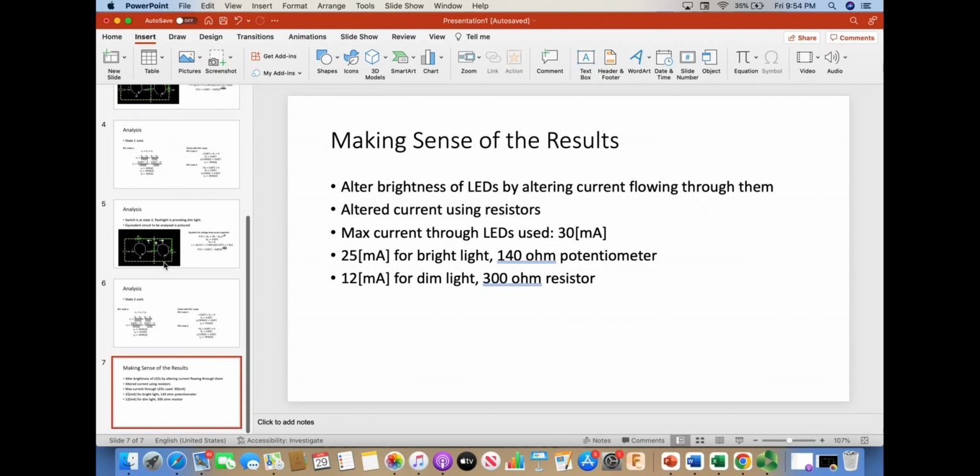So what do all these numbers mean? In order to alter the brightness of the LEDs, I needed to adjust the current flowing through them, and therefore I was adjusting the resistivity. The maximum current through the LEDs I used was 30 milliamps. So therefore, for the bright light, I have 25 milliamps flowing through that LED, controlled by a 140 ohm potentiometer, and for the dim light, there's 12 milliamps of current through the LED, regulated by a 300 ohm resistor.